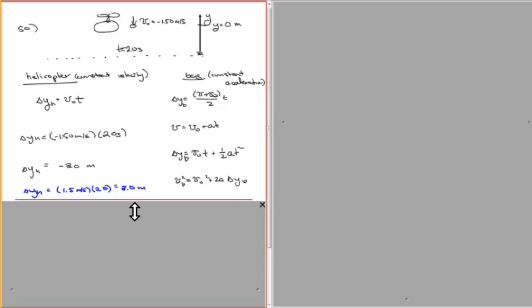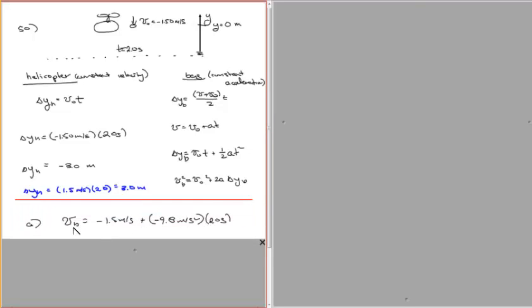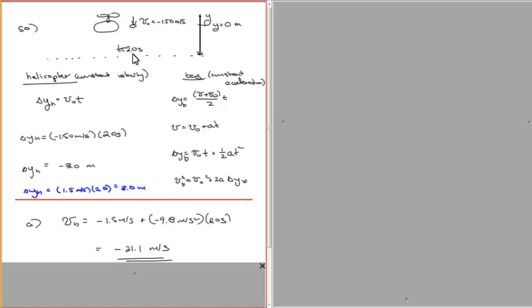Now, to calculate the velocity of the bag, we're going to use this equation because we know the initial velocity of the bag is going down with the helicopter. We know the time, 2 seconds, and we know the acceleration, which is negative 9.8 meters per second squared. So plug those in: negative 1.5 meters per second plus the acceleration, negative 9.8 meters per second squared, times the time, which is 2 seconds. If you plug that in, you find that the velocity of the bag after 2 seconds is negative 21.1 meters per second, compared to the helicopter, which is still at negative 1.5 meters per second.